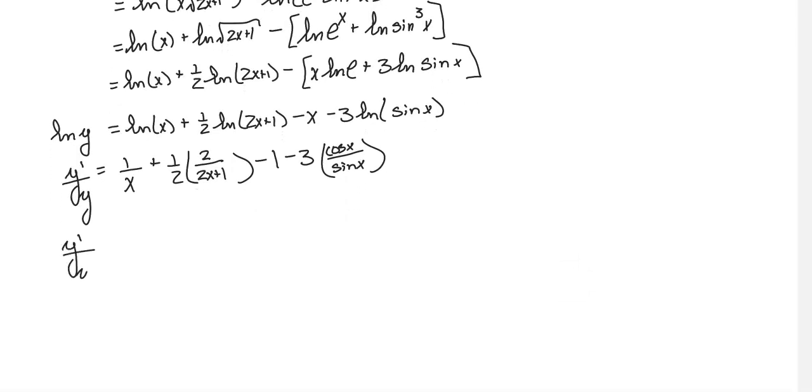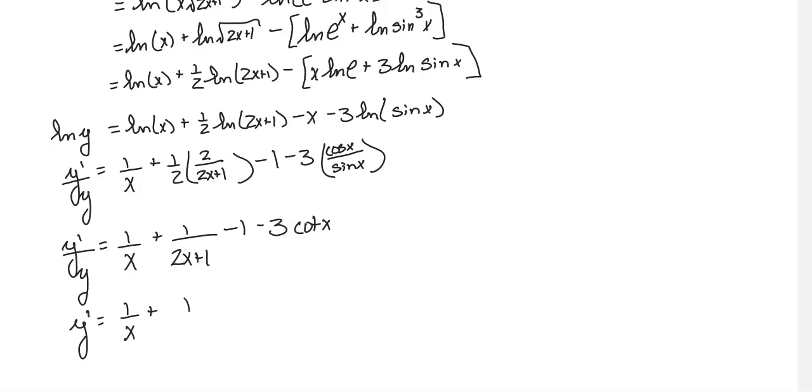So we have y prime over y equals 1 over x plus 1 over 2x plus 1 minus 1 minus 3, and we know cosine over sine is cotan. So y prime is equal to 1 over x plus 1 over 2x plus 1 minus 3 cotan of x. All that's multiplied by y.